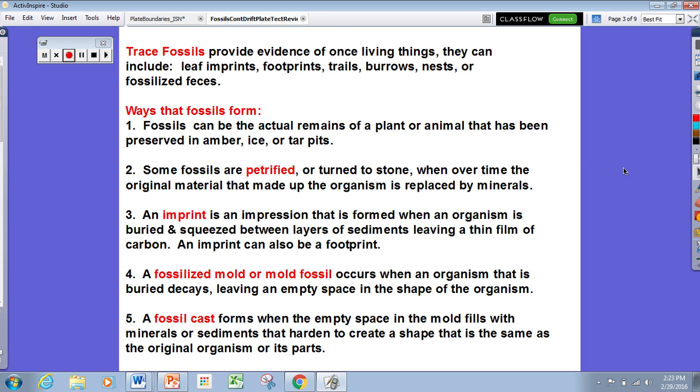A fossilized mold, or mold fossil, occurs when an organism that has been buried decays over time, but enough time has passed that a perfectly preserved empty space in the shape of the organism is left behind. So it's like an empty cavity in the exact shape of the organism. A fossil cast forms only after there's a fossil mold. So first there has to be a fossil mold, then a fossil cast can form when the empty space in the mold is filled in with minerals or sediments that harden to create a shape that's the same as the shape of the original organism or whatever parts were created by the mold.